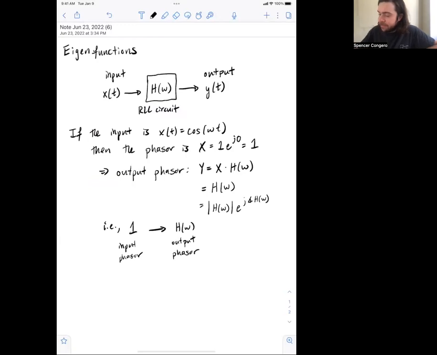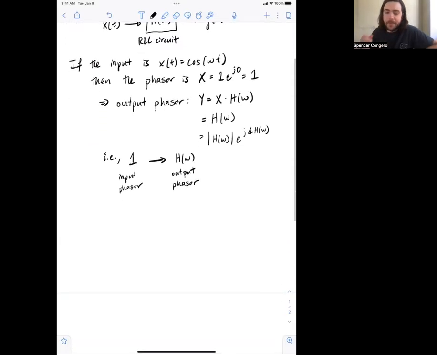Okay, just to sum it up in one image, that's what that arrow means. The input's on the left, output's on the right. In this case, it's in terms of phasors. Okay, so what about in the time domain?